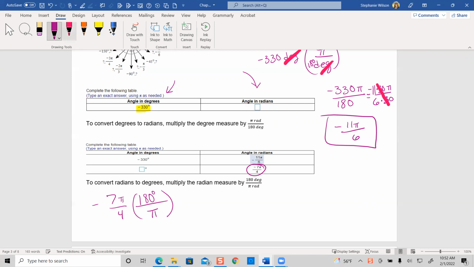And now let's reduce. Well, I know the pi's reduce. Now what do I have? I have a negative 7 times 180, all divided by 4. And that gives me a negative 315 degrees. So that's converting from degrees to radians, radians to degrees using what we know.